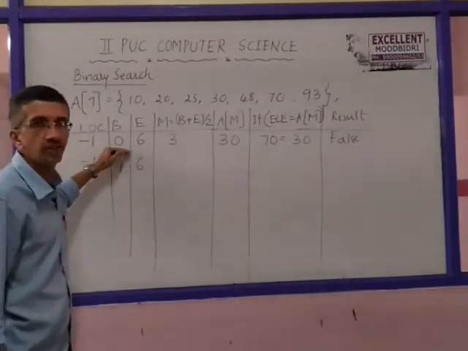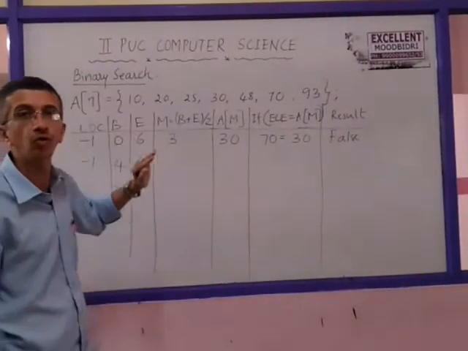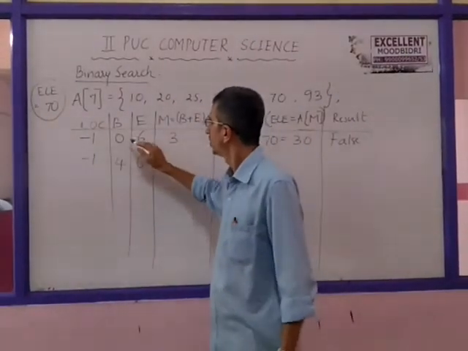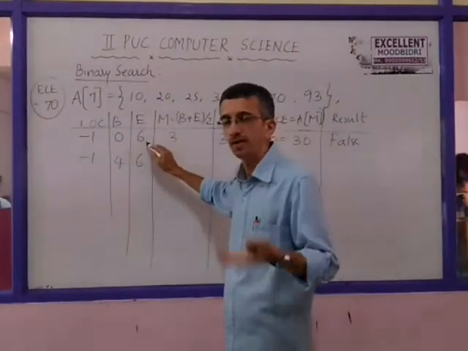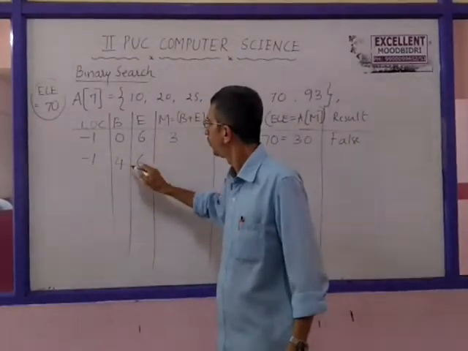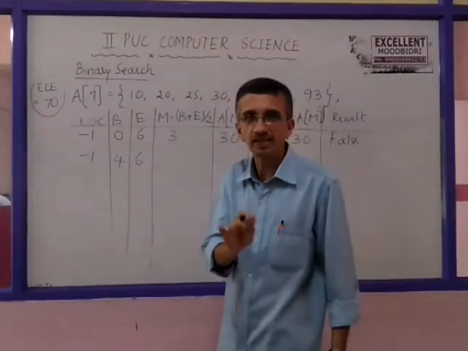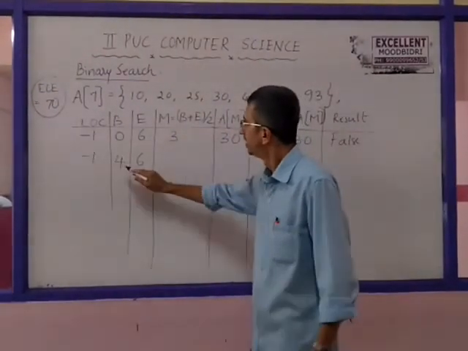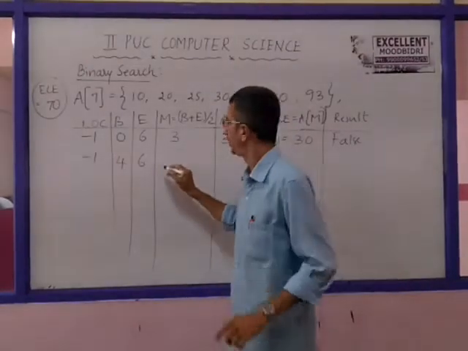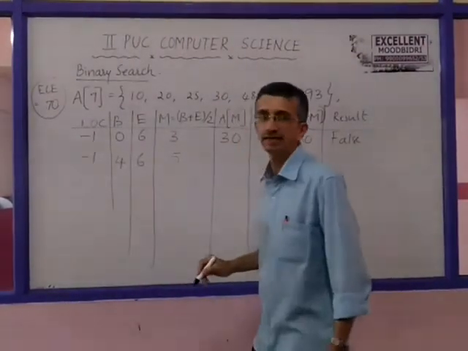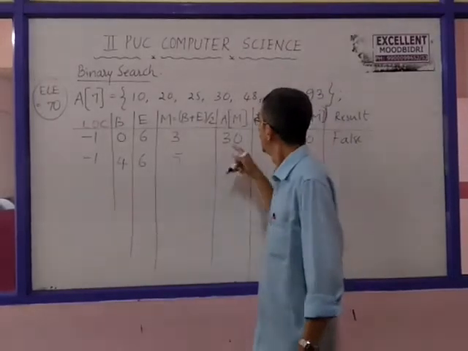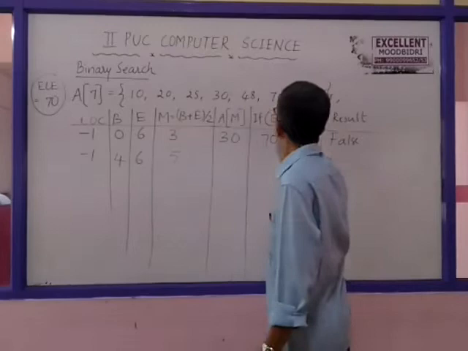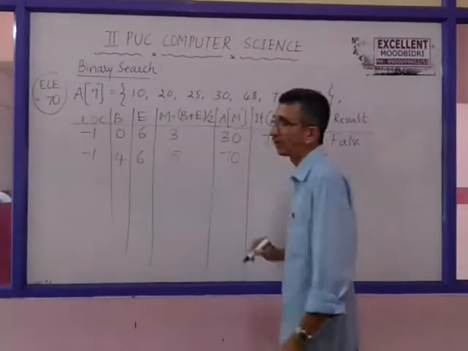Now once again we have to check the loop condition. What is the loop condition? While loop, beginning is less than or equal to end. Beginning is 0, end is 6; the first loop is okay. Even for 4 and 6, beginning is less than end, true. So into the loop, find out the middle: 4 plus 6 by 2 is 5. Middle index is 5. Item at the middle index 5 is 70.